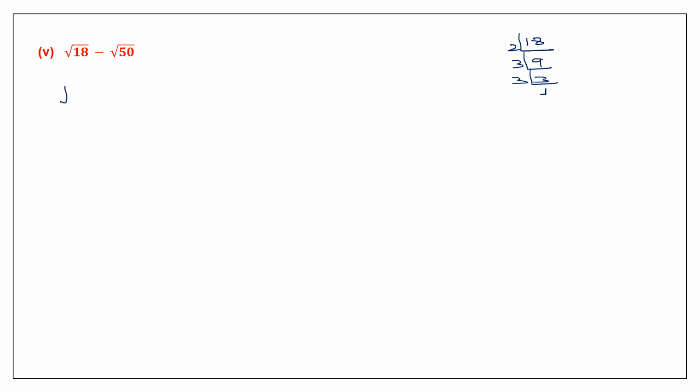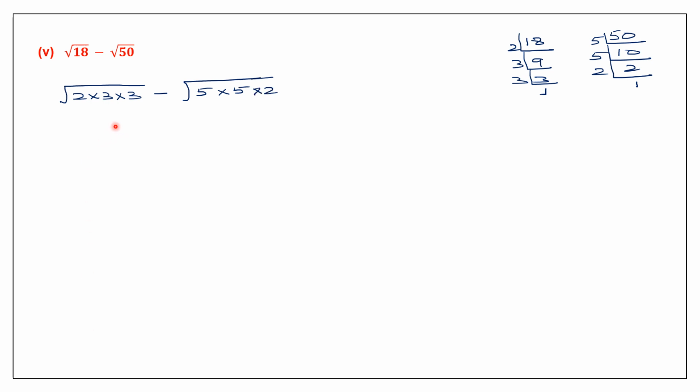So root 18 can be written as 2 into 3 into 3 minus, now let's find for 50. So 50 prime factors, we can begin with 5 itself. 5 10s are 50, then 5 2s are 10, and then 2 1s are 2. So minus the root of 50 is 5 into 5 into 2. So since this is a square root, we can take out 1 after forming a pair. Now here we have only 1 2, so we don't have a pair for it, but here we have 2 3s. That means we can take out 1 3.